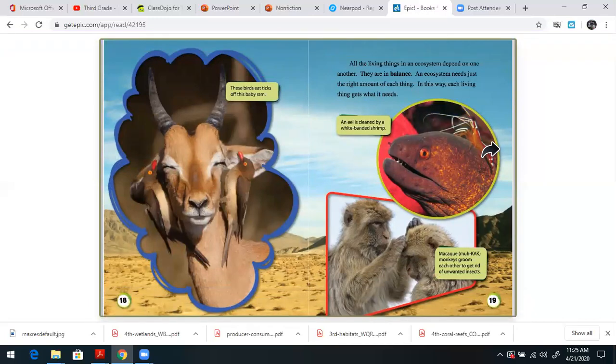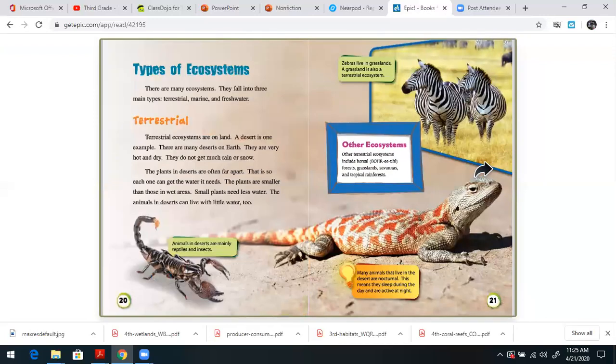All the living things in an ecosystem depend on one another. They are in balance. An ecosystem needs just the right amount of each thing. In this way, each living thing gets what it needs. Great pictures. Types of ecosystems. There are many ecosystems. They fall into three main types: terrestrial, marine, and freshwater.